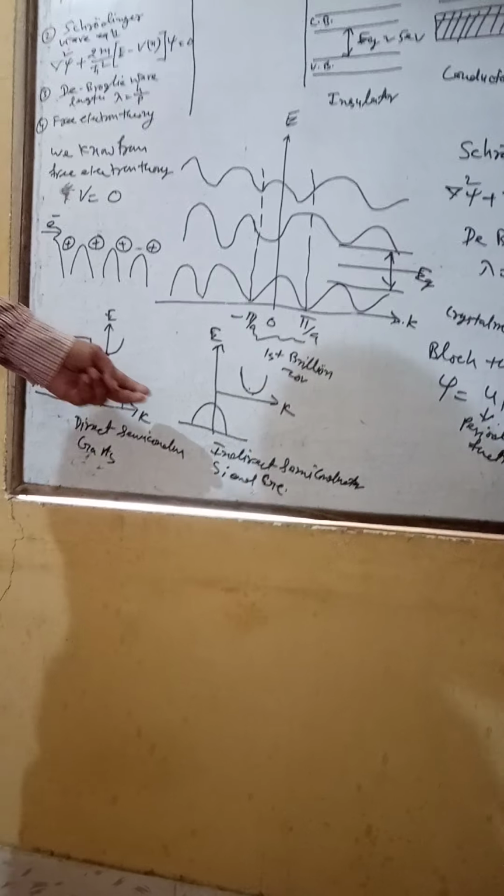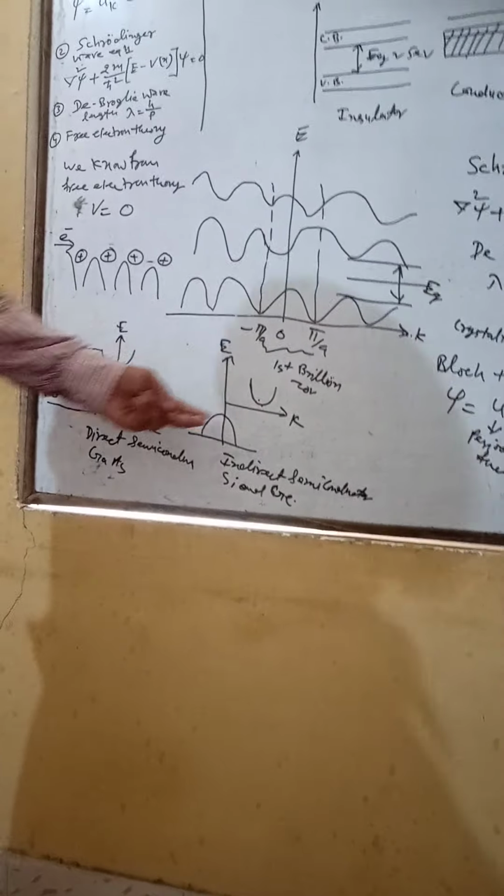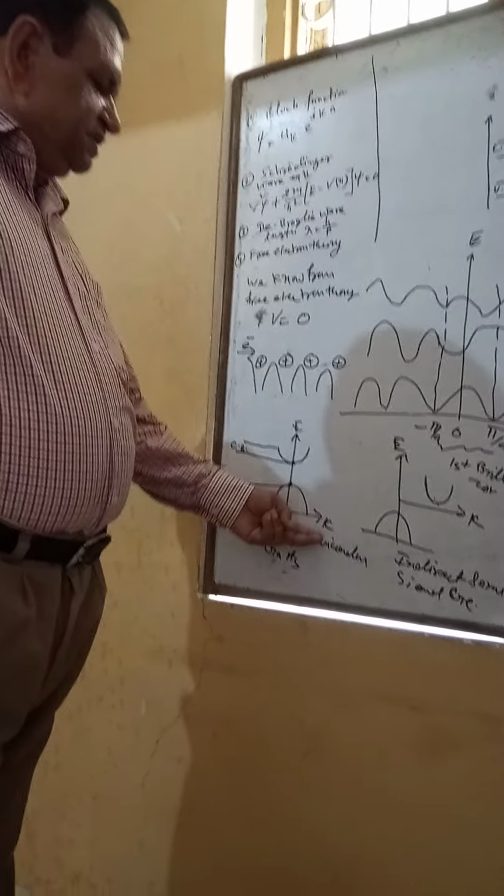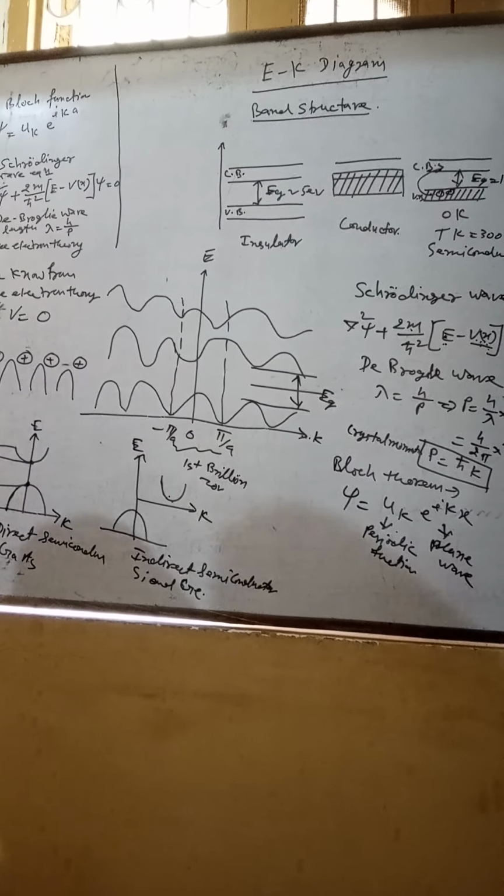For any optical and electrical phenomena, we prefer gallium arsenide, a direct semiconductor. This is all about your EK diagram.